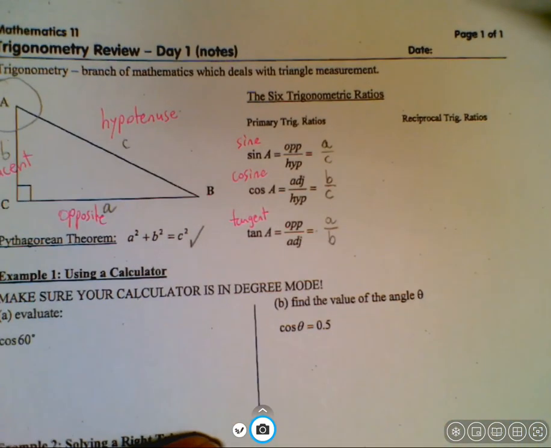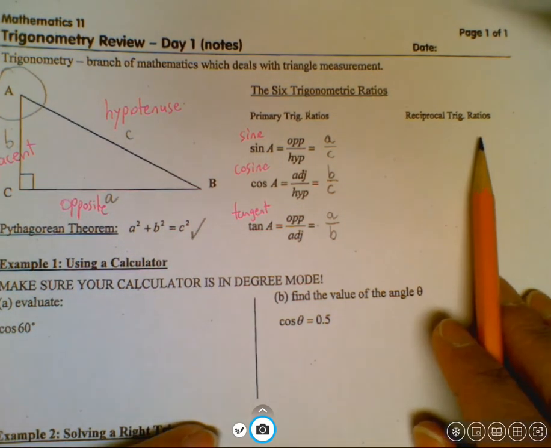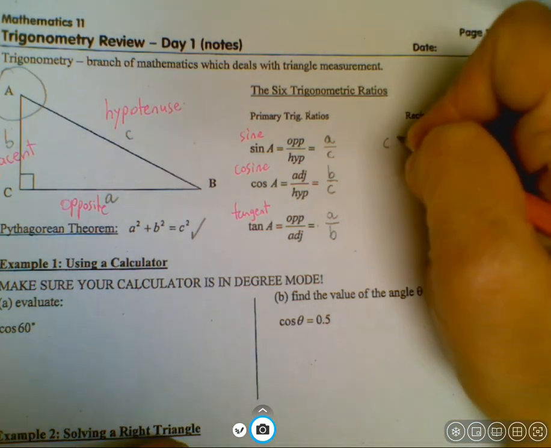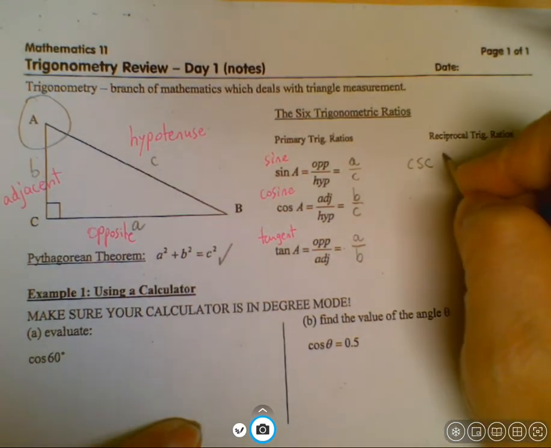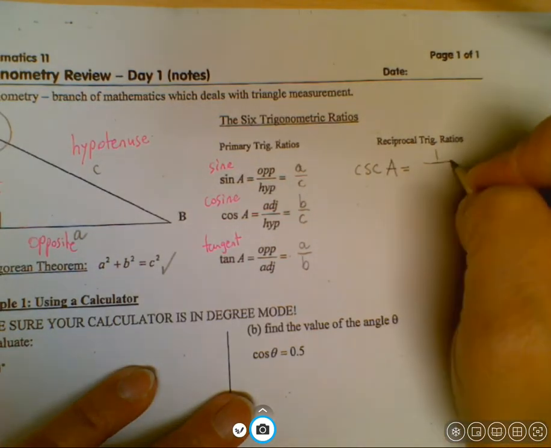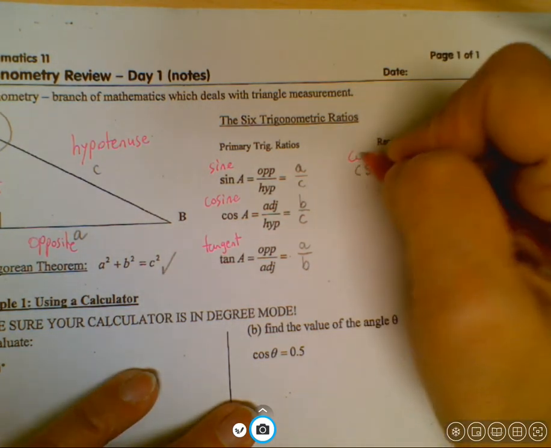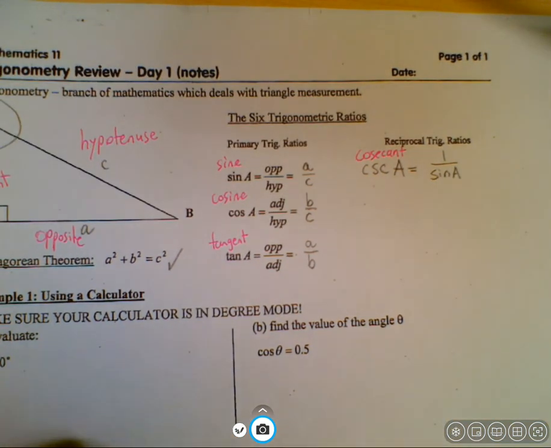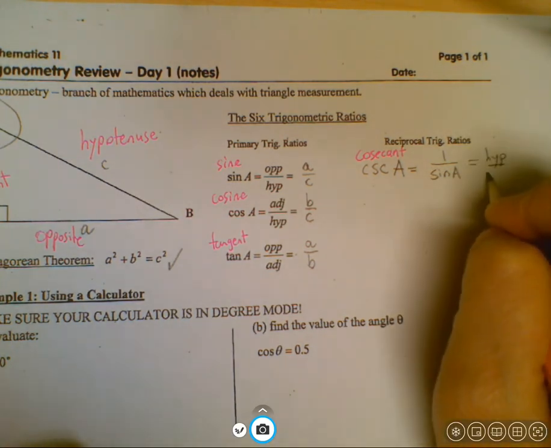Okay, in grade 11, we have 3 new ratios, and they're called reciprocal trig ratios. The first one is called cosecant. It looks like this, CSC. Cosecant of A is the reciprocal of sine of A. So let me write the word cosecant. Cosecant of A is the reciprocal of sine, so it is the hypotenuse over the opposite.